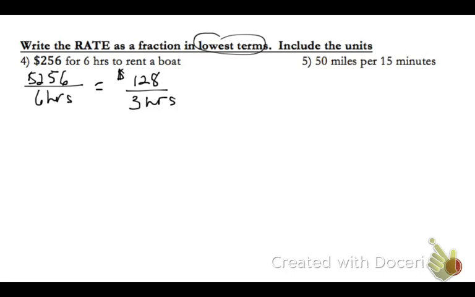Number 5, 50 miles every 15 minutes. So written as a rate, we have 50 miles per, or over, 15 minutes.